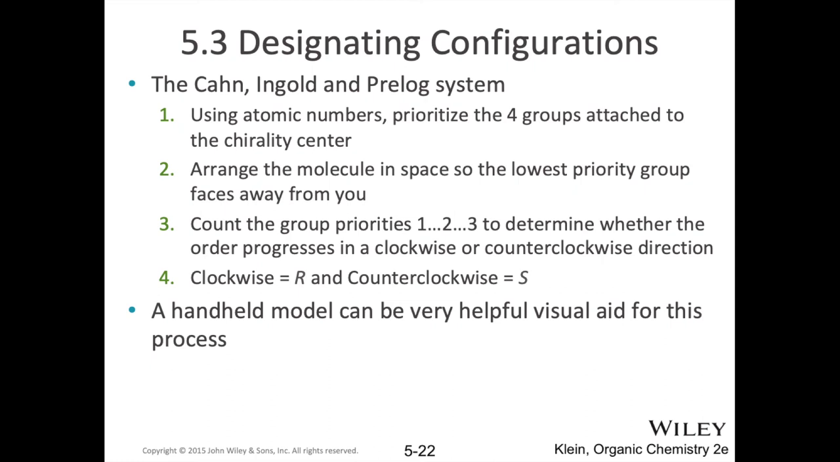Now the other 3 groups are pointing towards you. If you can point at them in order of priority, from first priority to second priority to third priority, look at whether your hand is moving clockwise or counterclockwise when you do that. If it's moving clockwise, it is an R designation. The R stands for rectus, or right in Latin. If you find that your hand's moving counterclockwise as you follow from priorities 1, 2, and 3, that is S, or sinister, or left in Latin.